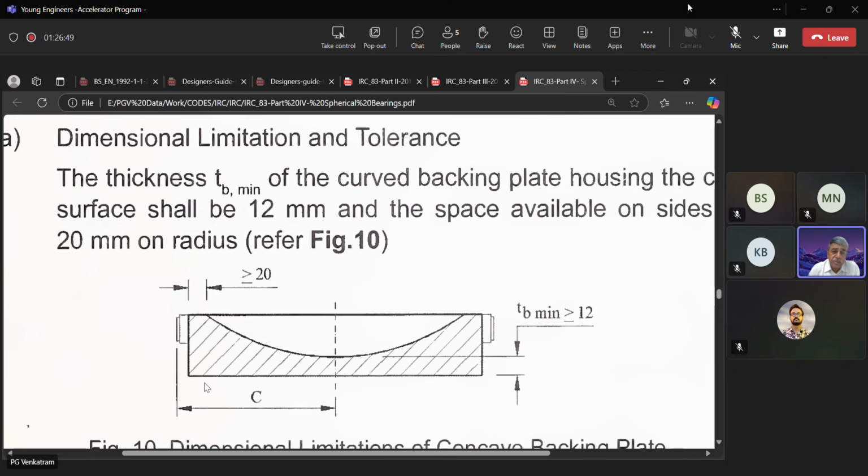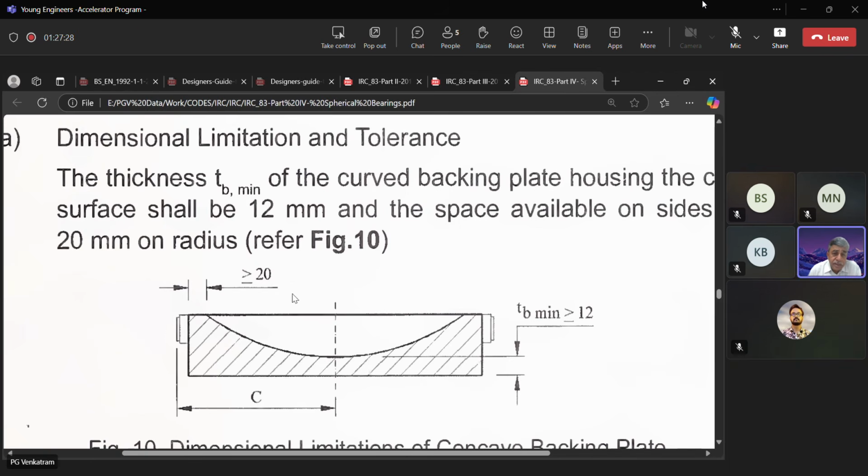Now, imagine the same situation as a pot PTFE bearing. If you don't have grout here, then what will happen? This plate will bend. And if this plate bends, then what happens? This convex surface will not have contact over the full area. Correct? Because that is very rigid. That convex surface is much thicker because it has this thickness plus the backing plate. So that will not bend and follow the geometry of this.